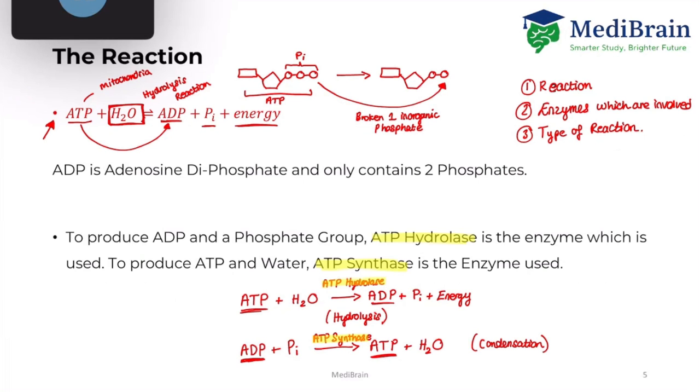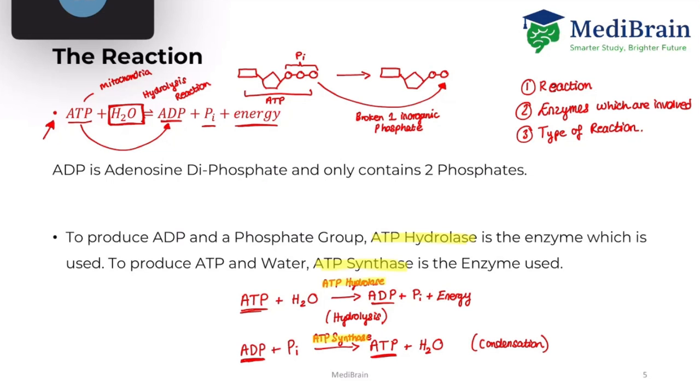If I was just to summarize, ATP is present in mitochondria. Whenever we need energy, there has to be a supply of ATP present within our cells. How does that ATP release energy? Well, that ATP reacts with water, catalyzed by ATP hydrolase, to produce ADP and an inorganic phosphate along with a lot of energy. And this is a hydrolysis reaction because we are using a molecule of water in the process.